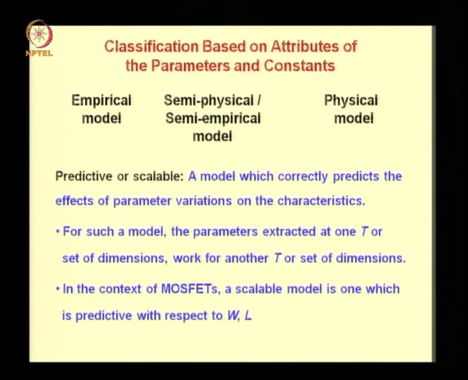Classification based on attributes of the parameters and constants. So models could be empirical, in which case none of the parameters have a physical meaning, or they could be physical, in which case all parameters have physical meaning. Most of the models fall in the semi-physical or semi-empirical variety.